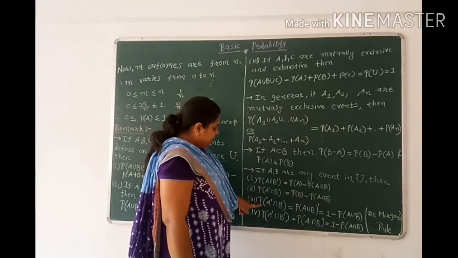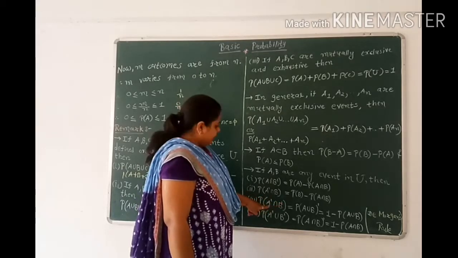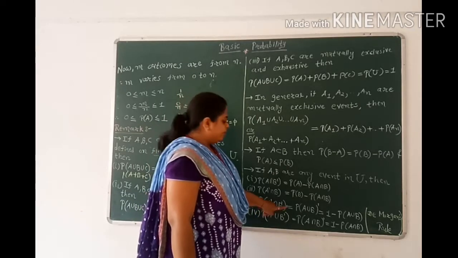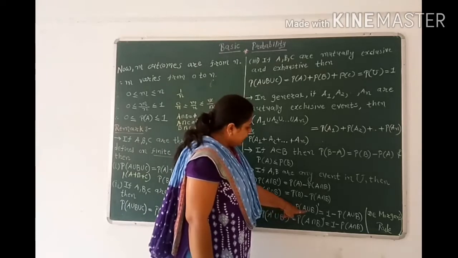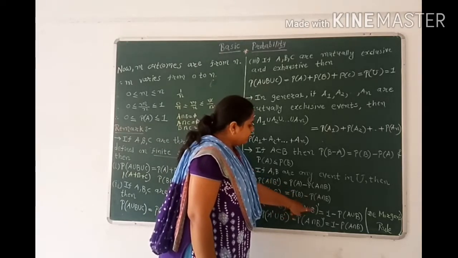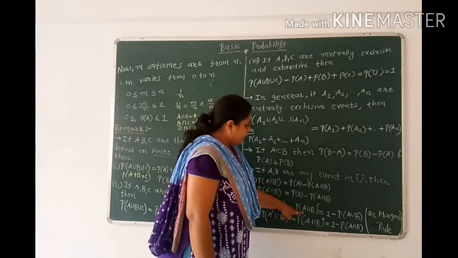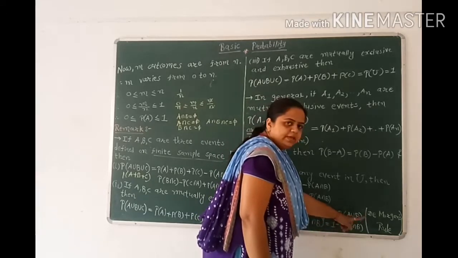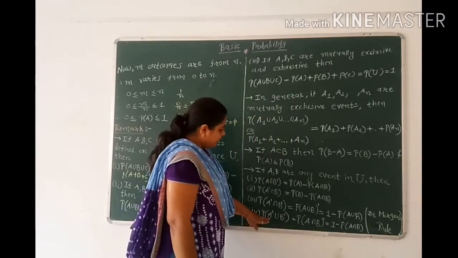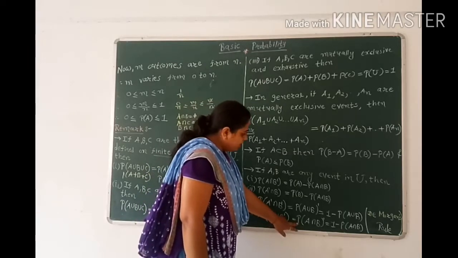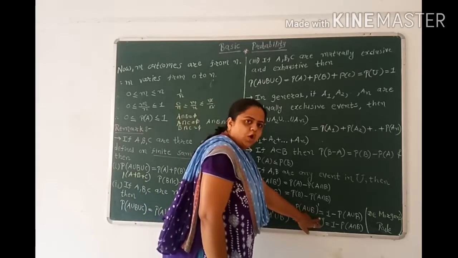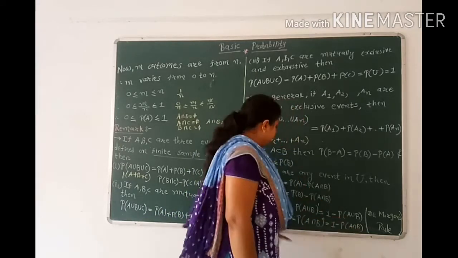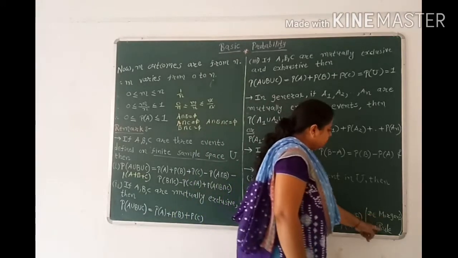Number 3, probability of A dash intersection B dash, A dash is the complement event of A and B dash is the complement event of B, equals probability of A union B whole dash, that is complement of A union B, equals 1 minus probability of A union B. And the last one is probability of A dash union B dash equals probability of A intersection B whole dash equals 1 minus probability of A intersection B. These both are nothing but De Morgan's rules.